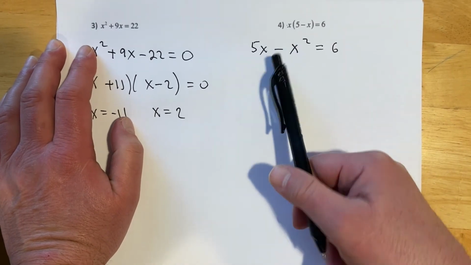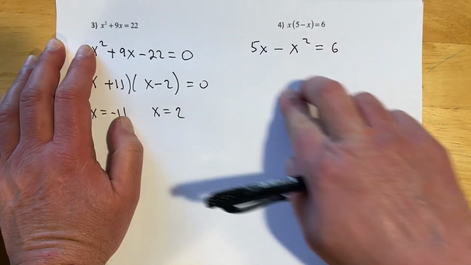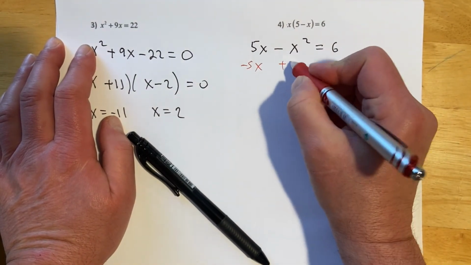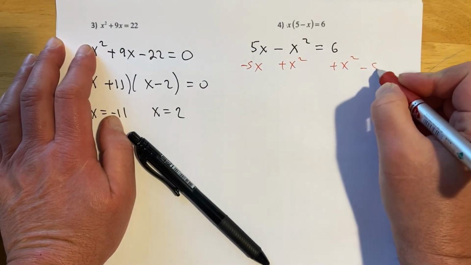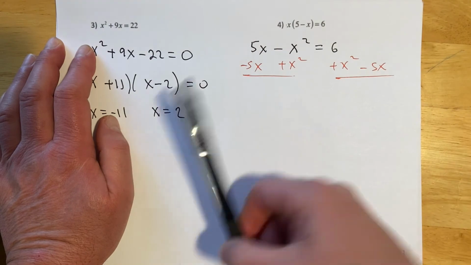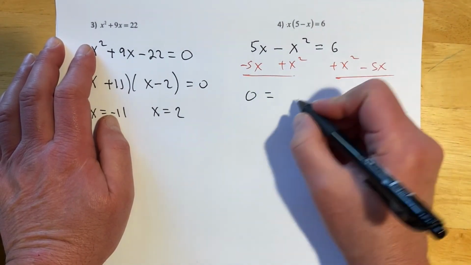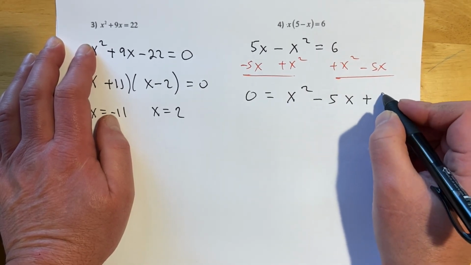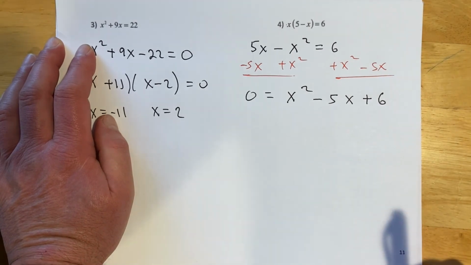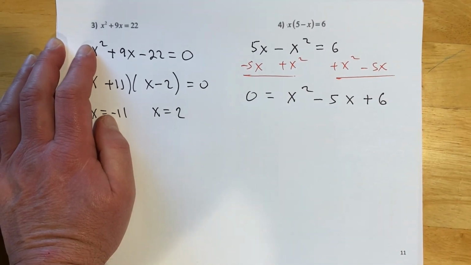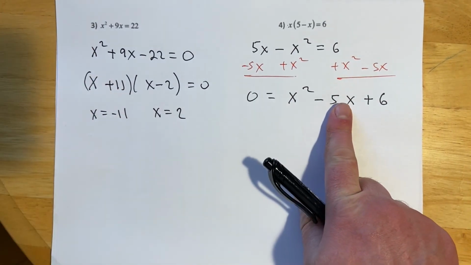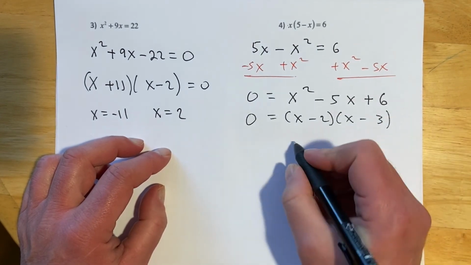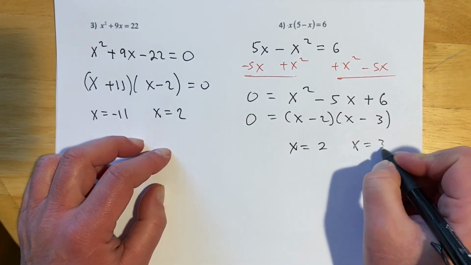So I find it much harder to factor with a negative term here. So what I'm gonna do is bring these over this way so that I get a positive squared term. So I'm going to go minus 5x plus x squared minus 5x. So those cancel, giving me 0 on this side. And then in descending order, I'd have x squared minus 5x and then plus 6. So from there, I need two things that multiply to be 6 and add to be negative 5. So that sounds like x minus 2 and x minus 3. So solutions are 2 and 3.